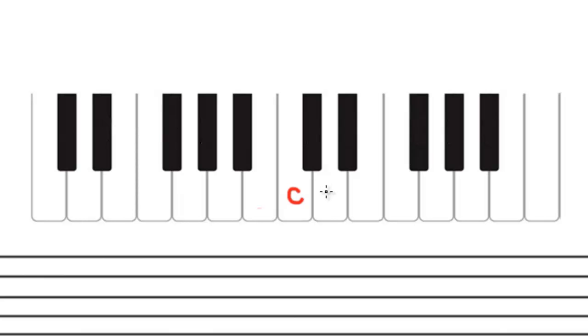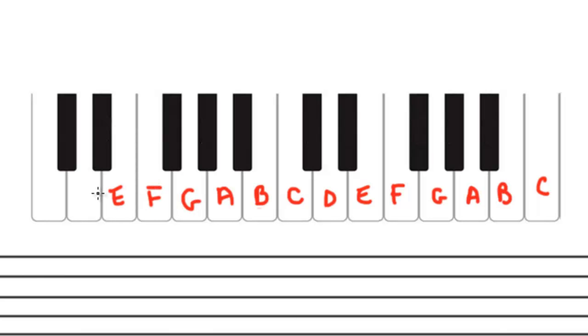So going up the alphabet we would have D, E, F, G, back to A, B, C, and going the other way we go down the musical alphabet. So B, A, now we loop back to the top of it to G, F, E, D, and C. So that's how we can figure out what the white notes are called.